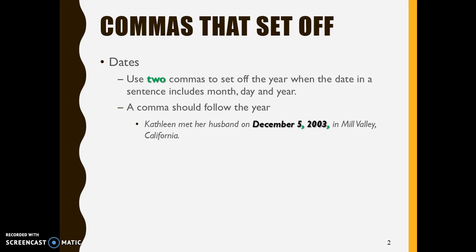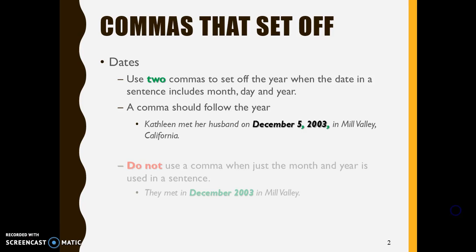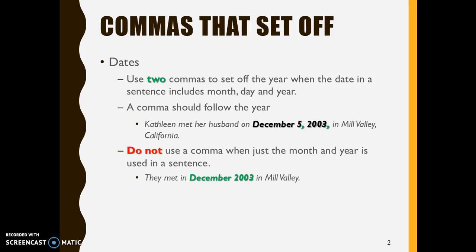Now, I know this doesn't look correct, but it is correct the way it is. Now, you don't use a comma when just the month and the year are used in the sentence. So when you just have the month and the year, no comma.